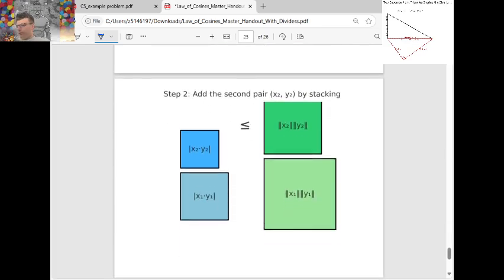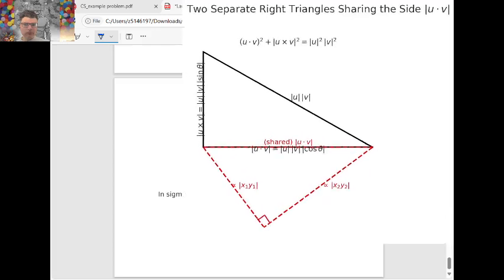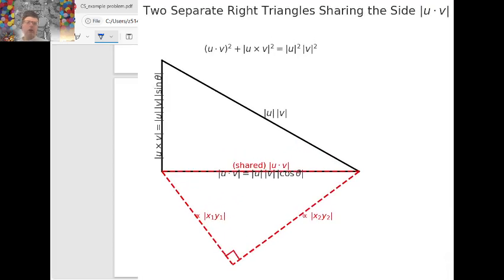Add the second pair. Anyway, I won't bore you with that at the moment, summed inequalities, right? So I'll show you this thing. Why has this been here the whole time? I wanted to show you this. So if you look at this particular thing, you will see that u dot v equals magnitude of u, magnitude of v. I've just changed x and y to u and v here. There's a reason I do that later. It's a mathematical notation. Anyway, x1, y1, x2, y2.